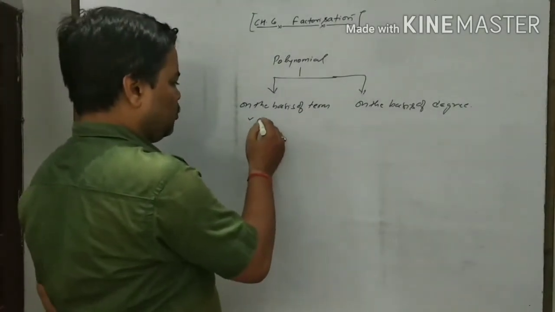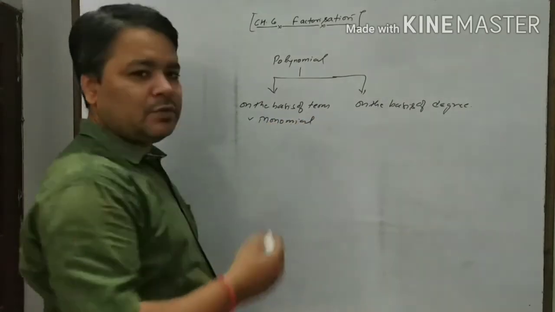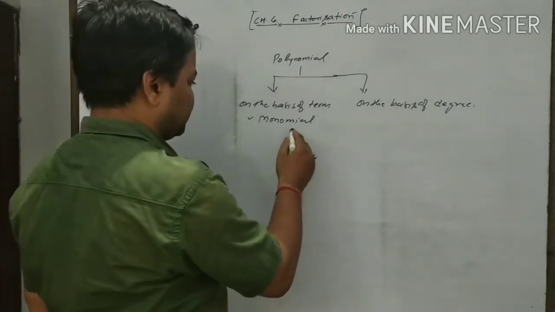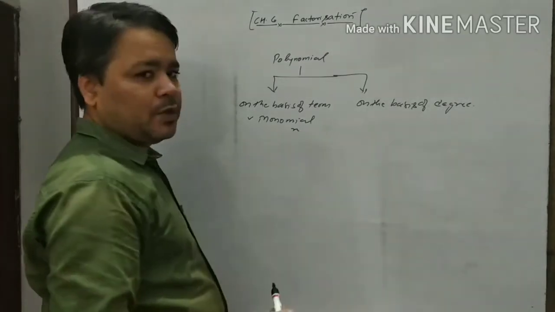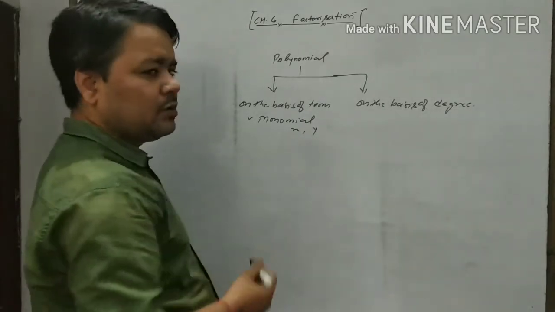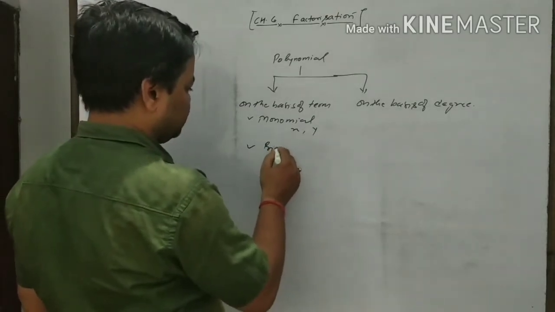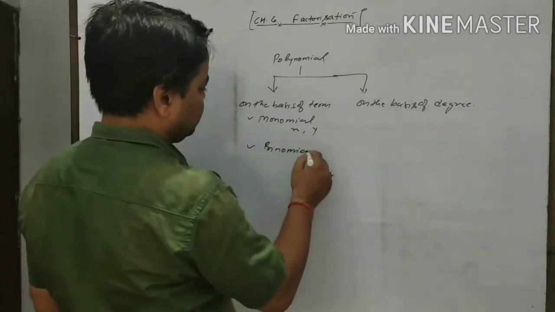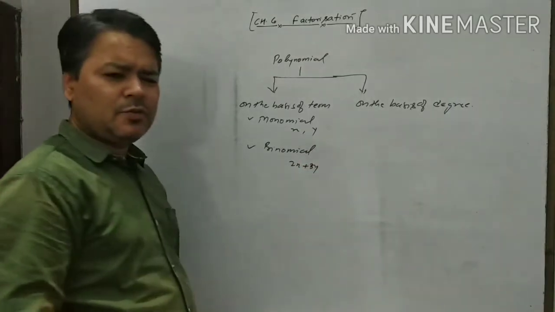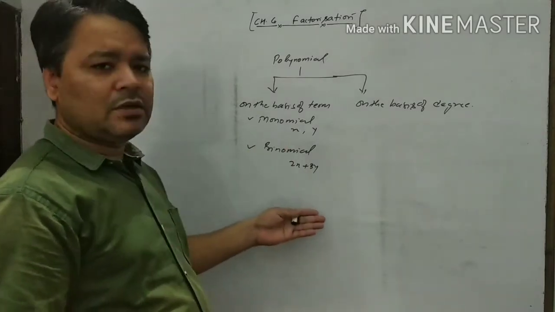On the basis of term, the first one is monomial. Monomial means which has only one term. Just like if I write x here, this is a monomial. If I write x, then it is a monomial. Binomial means 2x plus 3y. Binomial, why? Because it has two terms. Similarly, trinomial, and after that polynomial.